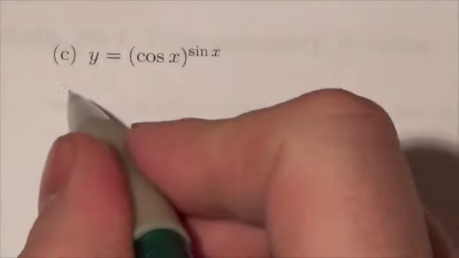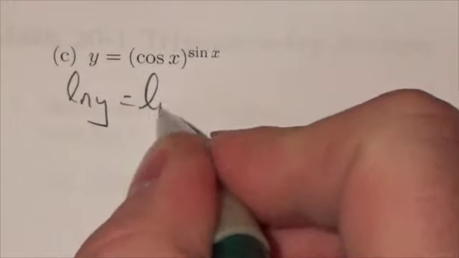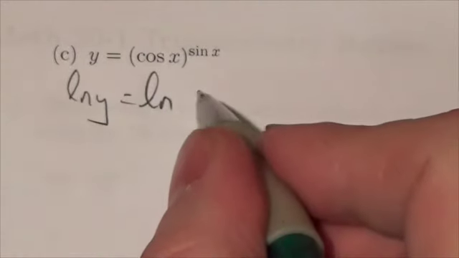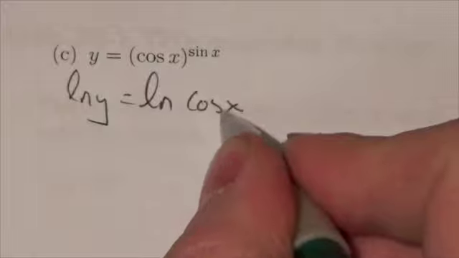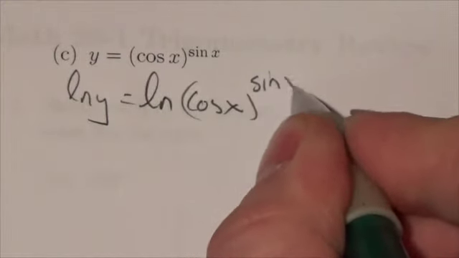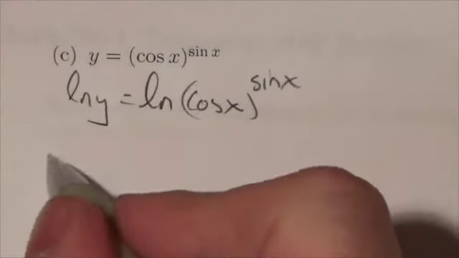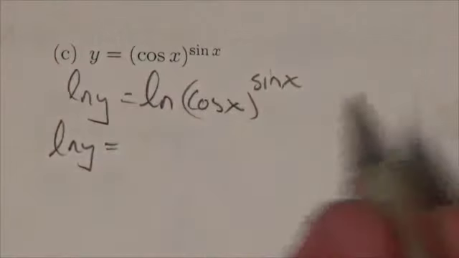All right, everybody. This is the Math 31 exponential and logarithmic functions review. This is question 5C. We just got to take the derivative of this thing, but we got to use logarithmic differentiation to do it. So we're going to take the natural log of both sides. So natural log of y is going to equal the natural log of the cosine of x to the sine of x. Okay. Now I apply the laws of logarithm.